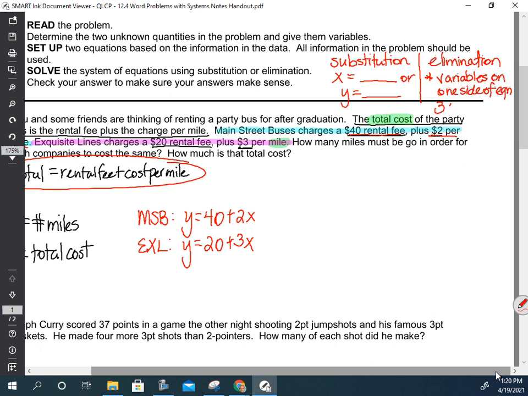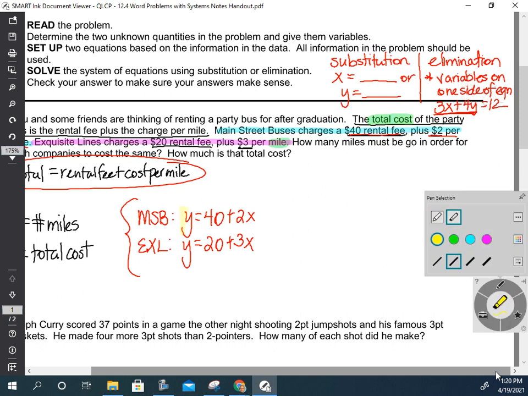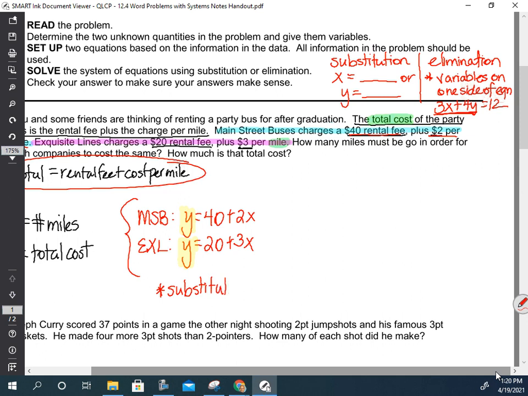So for example, 3x plus 4y equals 12. Both of your variables are on the left-hand side. So that's a perfect setup for elimination. So if you see this problem, you've got y equals and y equals. This is a perfect opportunity to use substitution. So this is a substitution problem.